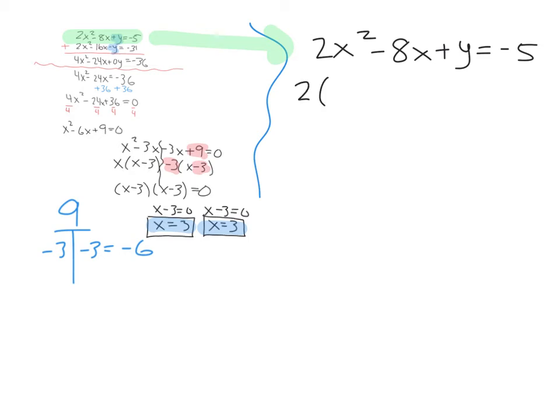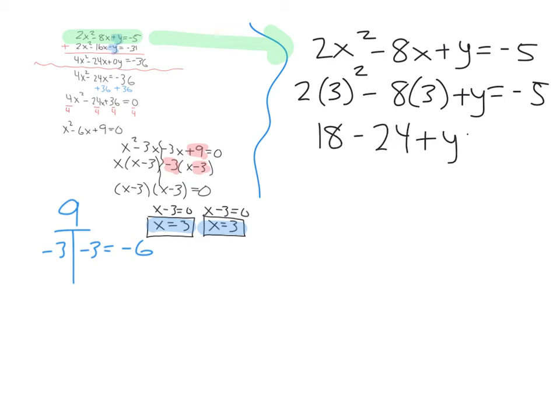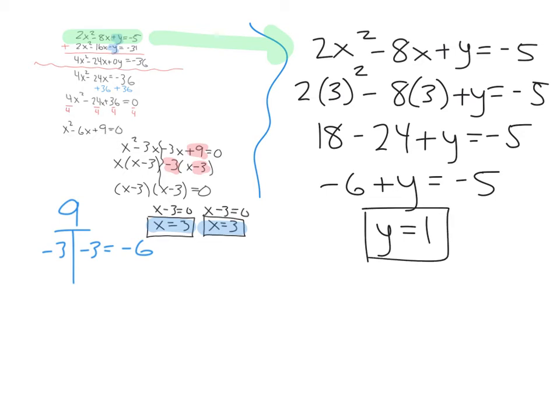So I've got 2 times 3 squared, my bad, 3 squared, minus 8 times 3, and then my negative 5. So now it's just a matter of solving for y. So 3 squared is 9. 9 times 2 is 18. Negative 8 times 3 is negative 24. And I'm one step closer. Now this right here is going to add up to a negative 6, because 18 minus 24 is negative 6. And then I'm going to add 6 to both sides, giving me y is equal to 1. And so this right here is my value of y, okay, that goes with the x value.